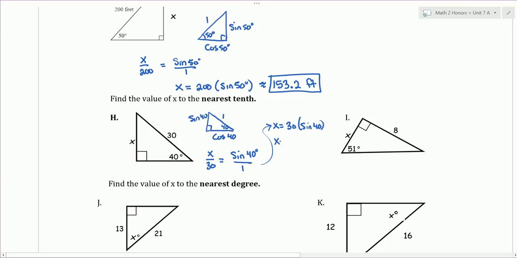Need your calculator to go further. Type in 30 times the sine of 40 degrees. We get 19.3. I'm rounding to the nearest tenth. And that's our answer.